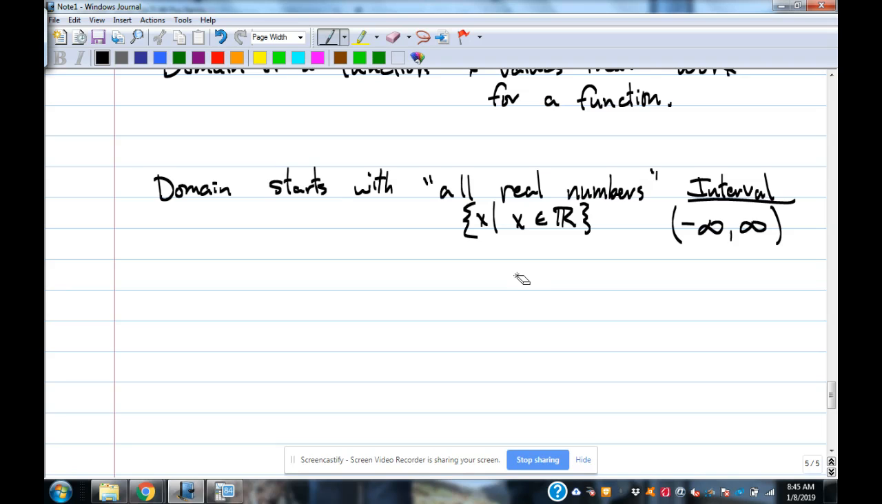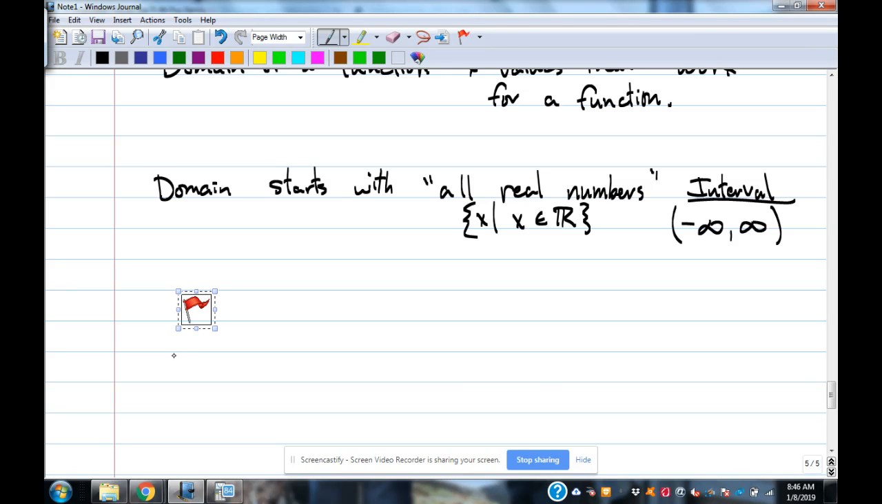So we're going to be doing things in set notation, that's this notation, and interval notation. We're going to do both as we work through here, and try to learn how to do that. Okay? Every function starts with that as the default. And then we start trying to look for red flags. Red flags tell us things are going wrong.